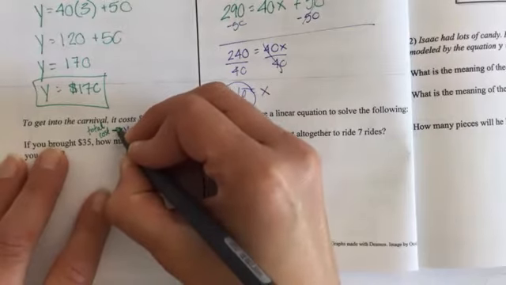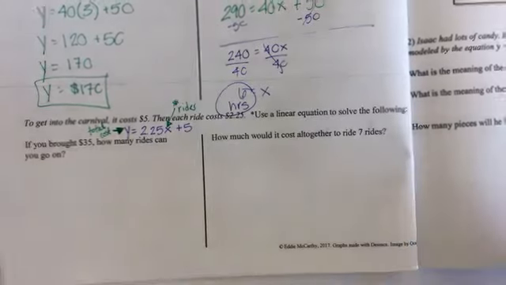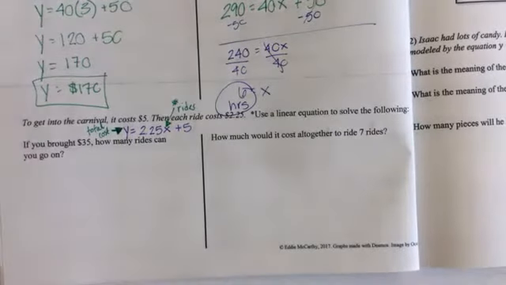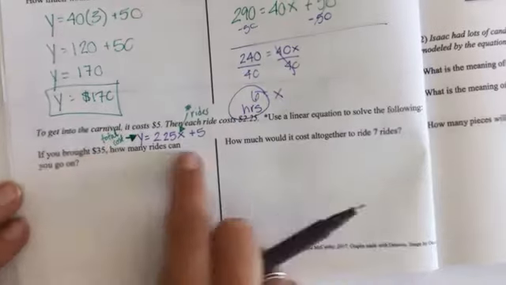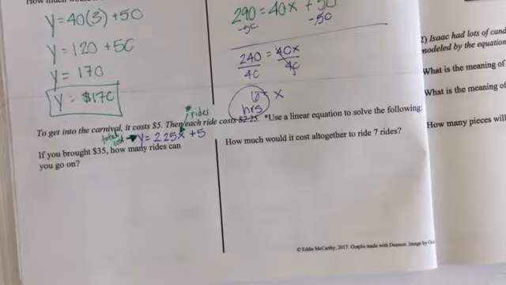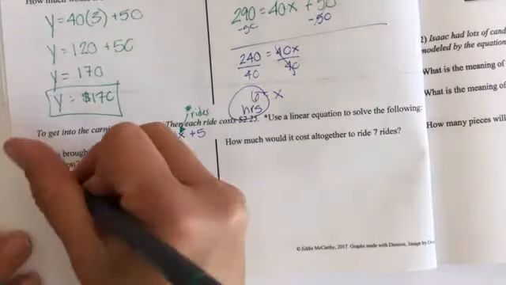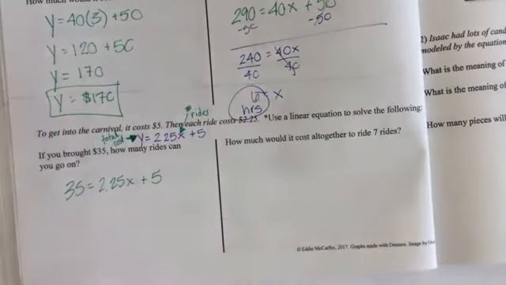Okay, so Jason might go and ride 10 rides and his cost might be different than Amara if she goes and rides 8 rides, okay? So it says if you brought $35, how many rides can you go on? So the 35 would have to go in for what number? Y, yep. So 35 equals 2.25x plus 5.